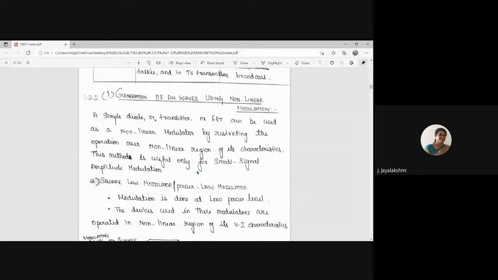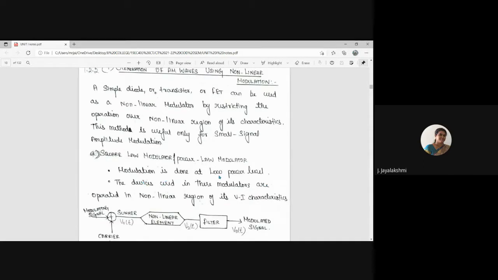So for generating it, normally we prefer a diode, a transistor, or a FET because all these are nonlinear devices. Since low level modulation is otherwise called nonlinear modulation, we go for a diode or a transistor or a FET as a nonlinear modulation by restricting the operation over the nonlinear region of its characteristics. So we are going to deal with the small signal analysis model of the devices. The first and foremost step of AM generation is the square law modulator or power law modulator.